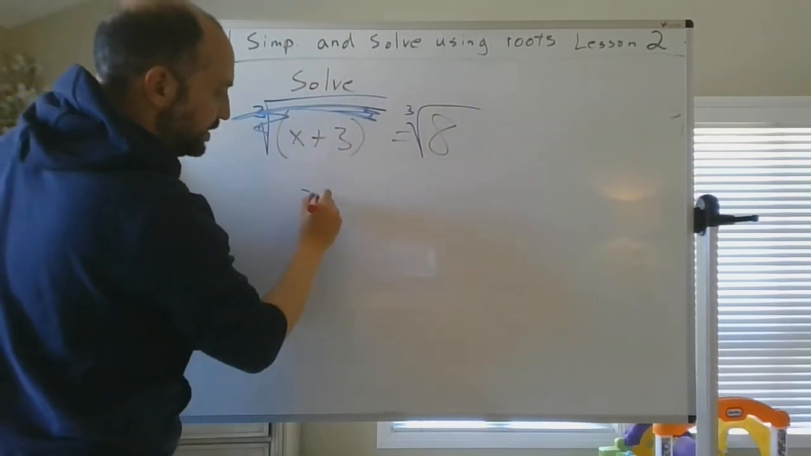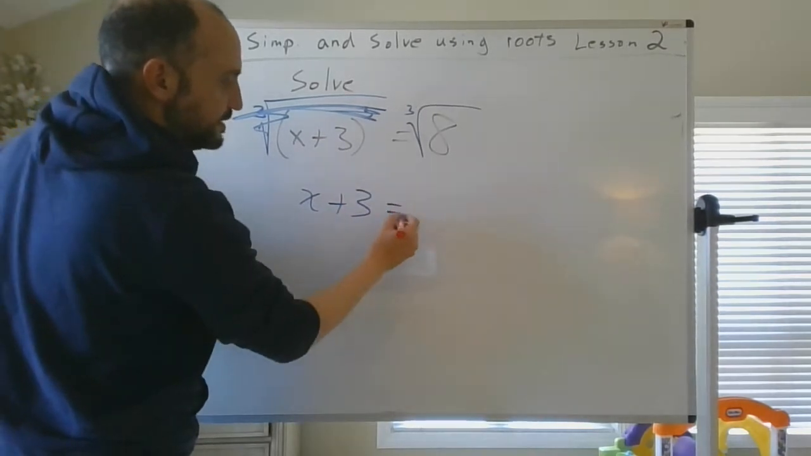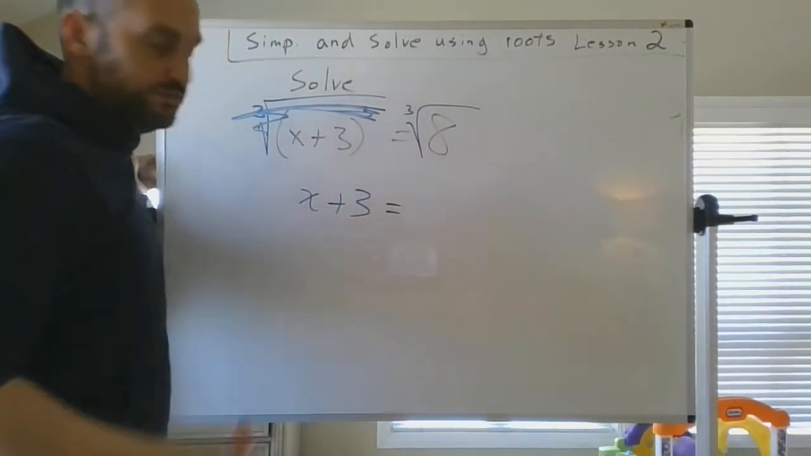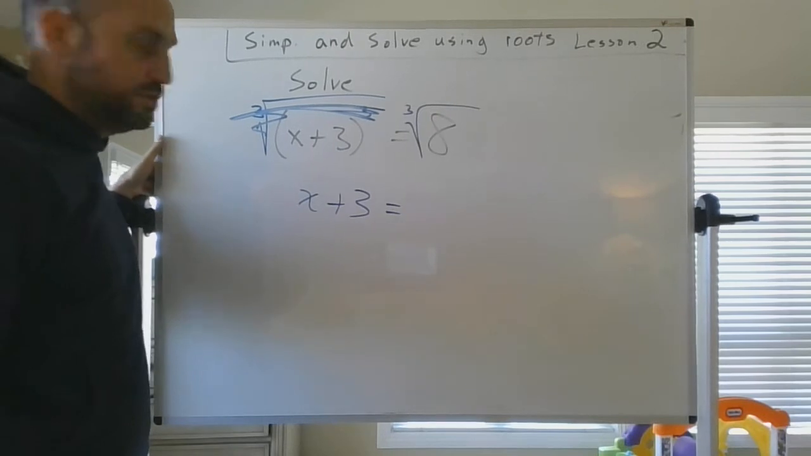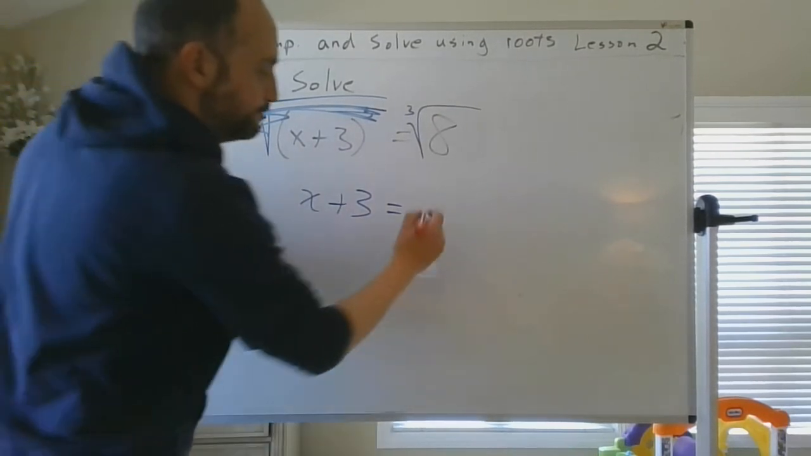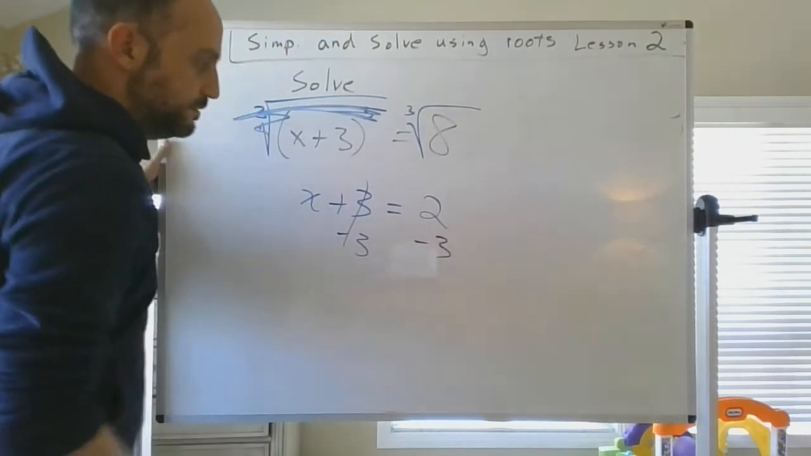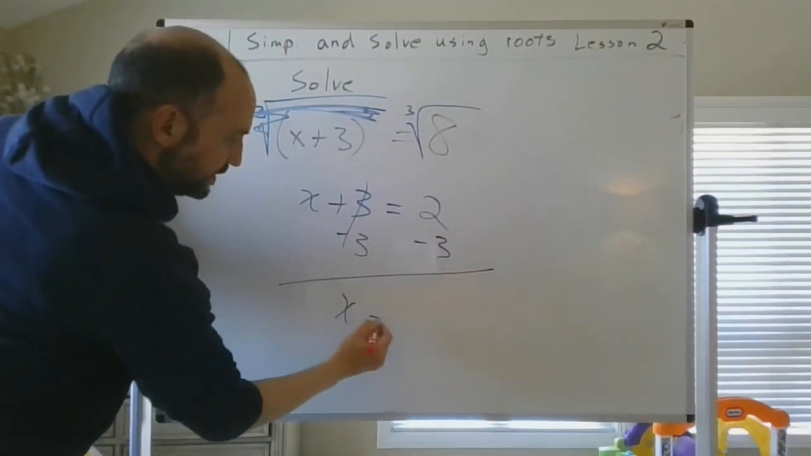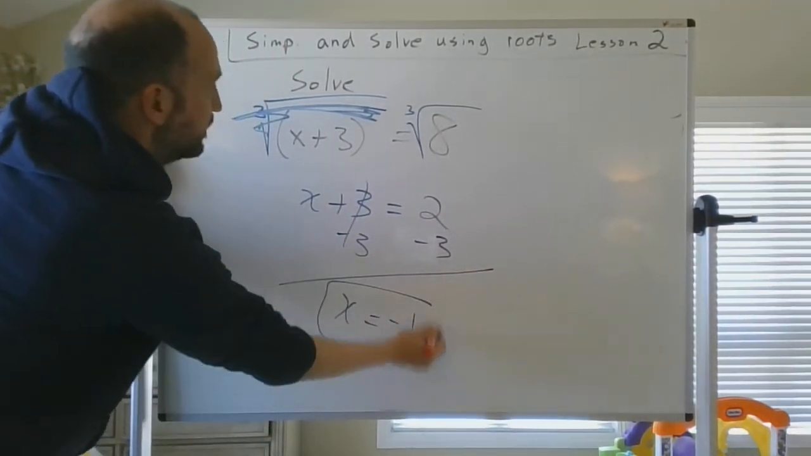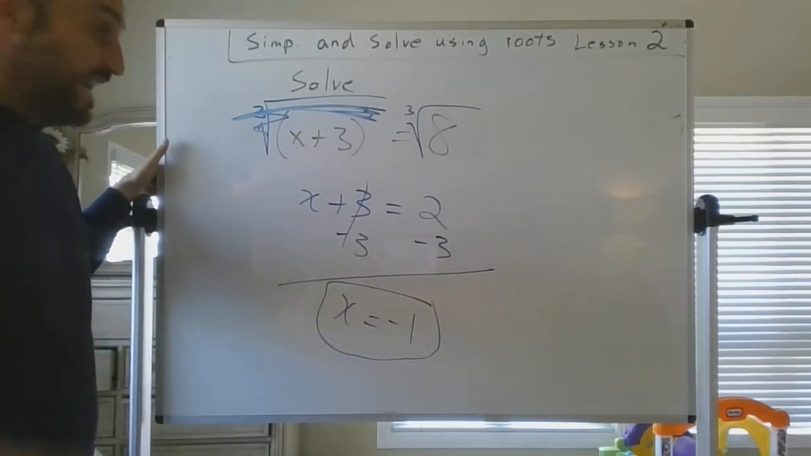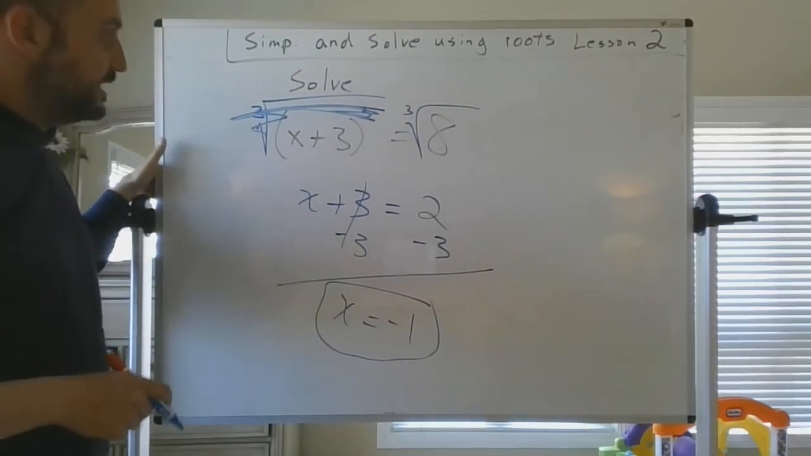So what am I left with? I'm just left with x plus 3 on this side. And on this side is simple, just the cube root of 8. The cube root of 8 is going to be 2. 2 times 2 times 2 is 8. Last step, minus 3, minus 3, x equals -1. Absolutely perfect.